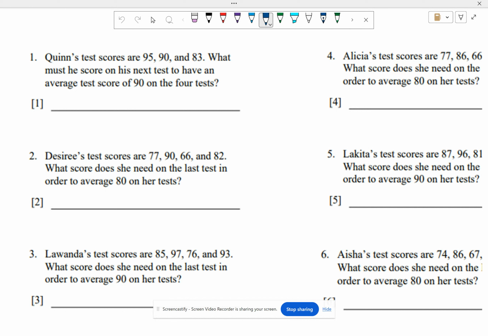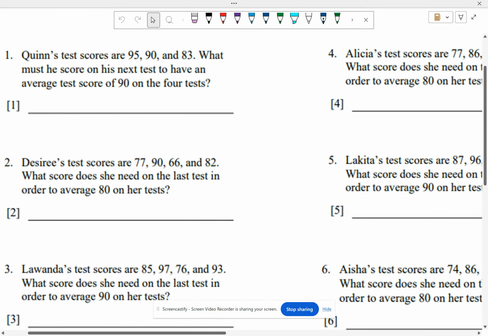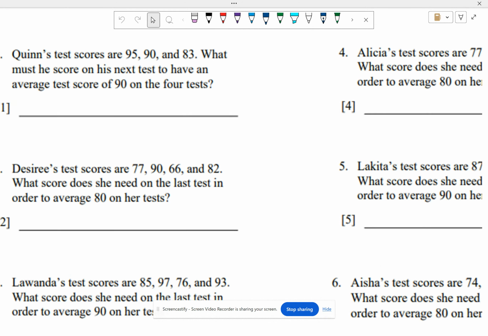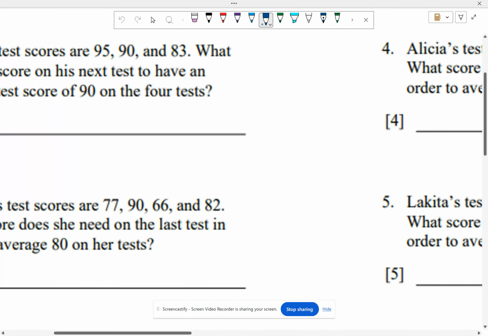So he wants to have a 90 average. We got 3 of his 4 grades, and we want to find out what his 4th test score must be. So take a guess. What do you think he's got to score? Yeah, all right. Let's see if you're right. There's a lot of ways you can go about this, but here's how I'm going to work this one out. We know the scores are 95, 90, and 83, and we want to find out what the last score is. So I'm going to say x is the 4th test grade.